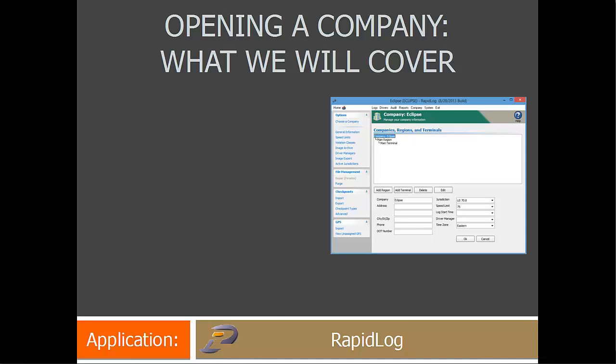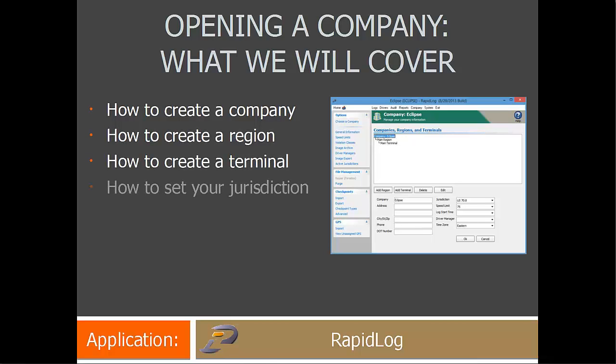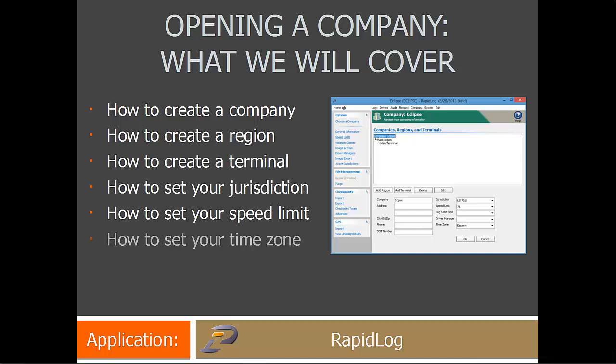So the first thing that we'll need to do to get RapidLog up and running is we're going to need to open up a company. And today, what we're going to cover in opening a company are the following things. The first thing will be how to create a company, followed by how to create a region, creating a terminal, setting the appropriate jurisdiction, setting your default speed limit, and how to set your time zone.